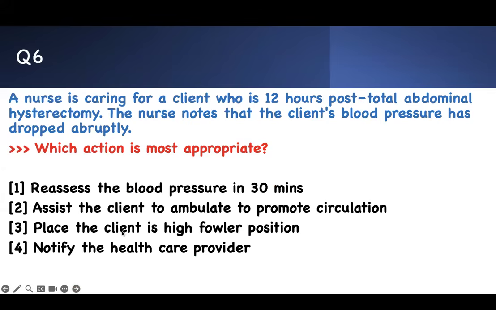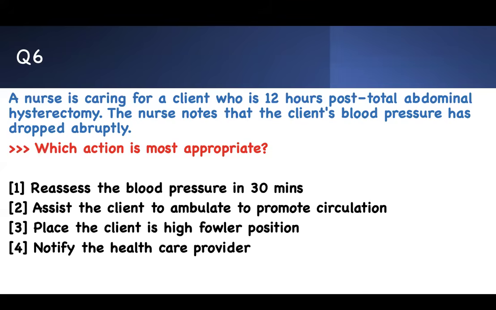The nurse is caring for a client who is 12-hour post-abdominal hysterectomy. The nurse notes that the client's blood pressure has dropped abruptly. Hypotension. What do you do? Which action is the most appropriate? Reassess the blood pressure in 30 minutes. Do you have time? Assist the client to ambulate to promote circulation. Somebody is hypotensive. Think about it. Place the client in a high Fowler's position.